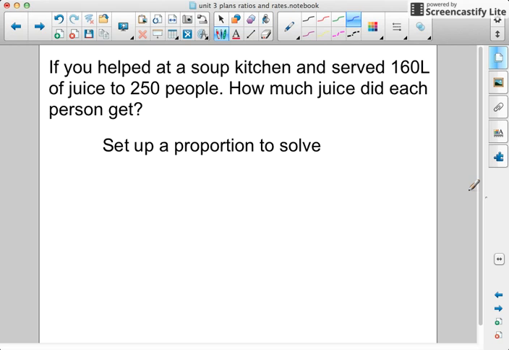Let's say you helped at a soup kitchen and served 160 liters of juice to 250 people. The question is, how much juice did each person get? So we're going to set up a proportion to solve this. It might be just common sense to solve for this, which you can do, but you could also set up a proportion. So we're going to put 160 liters on top and the people on the bottom. Okay, that's going to be the same ratio, proportion, as we're wondering how many liters did each person get. So for one person.